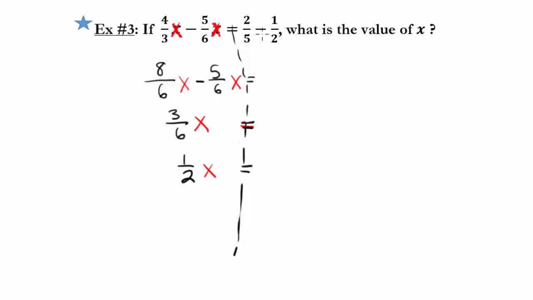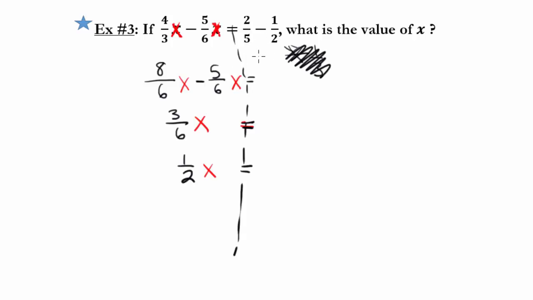Well, 2/5 minus 1/2. Well, 2 minus 1 is 1, 5 minus 2 is 3. So this all equals 1/3, right? No, no, no, no, no. You can't just add and subtract numerators and denominators. The only way that we can operate is if they have the same denominator.